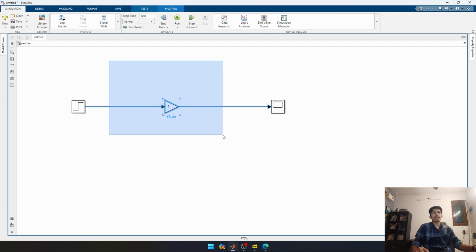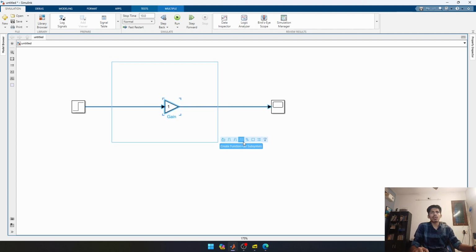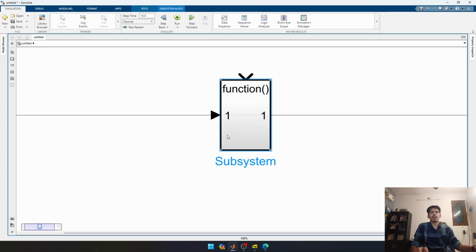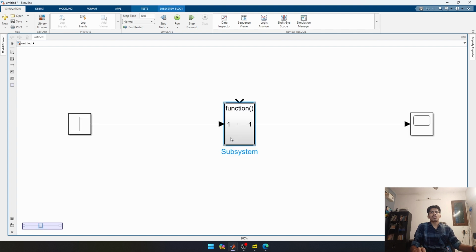You have to select this, and after you select, there is this three-dot menu icon. If you hover over this, there is Create Function-Call Subsystem. If you click on that, you can see it has created a subsystem. All the blocks within the selected region are inside the subsystem, and there is one port at the top. This is called the trigger port.